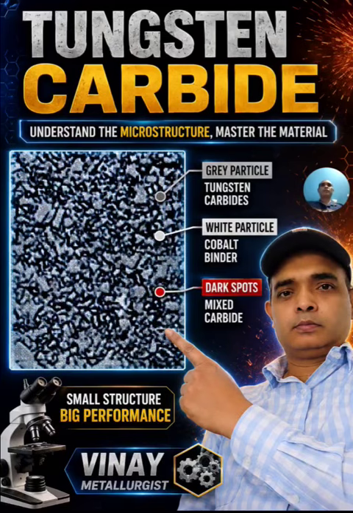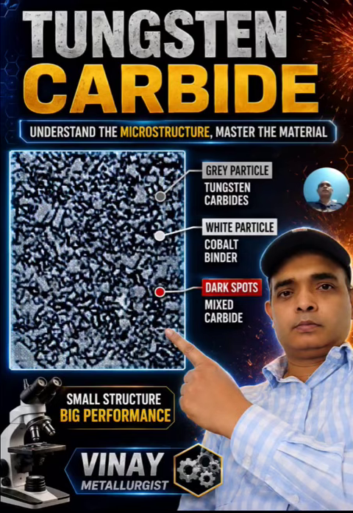In today's video, we will understand the microstructure of tungsten carbide and cobalt cemented carbides. If you are working in powder metallurgy, cutting tools, wear parts, mining tools, dies, punches or quality inspection, this video will help you understand the complete microstructure. By the end of the video, you will know why tungsten carbide is used, why cobalt is added, how to identify different phases under the microscope, how microstructure affects hardness, wear resistance and toughness, and common defects found in cemented carbide.